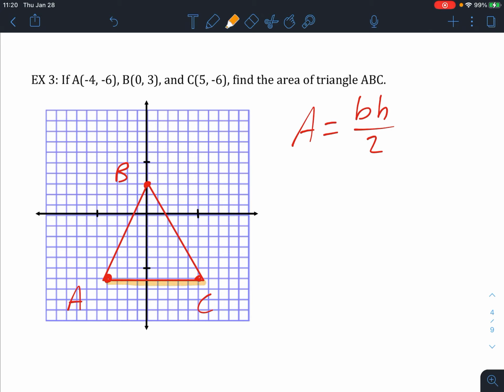Luckily, we have a horizontal line right there. The distance from A to C, remember this is -4 and this is +5, so the distance would be 4 plus 5, or 9, so our base is 9.